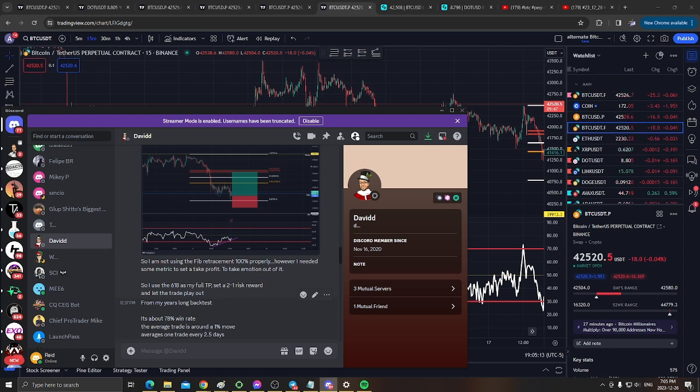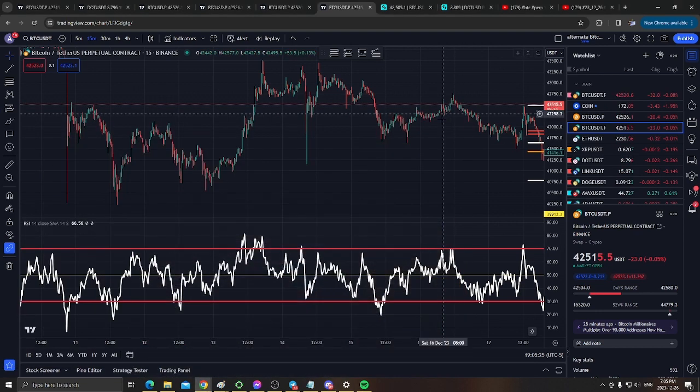The average trade is about a 1% move, so 1 to 2% move. And the average is about 1 trade every 2.5 days. So if you're using 10x leverage, you're winning 80% of your trades and you're making 10% a trade. Go to Google, do the math. That adds up over time.